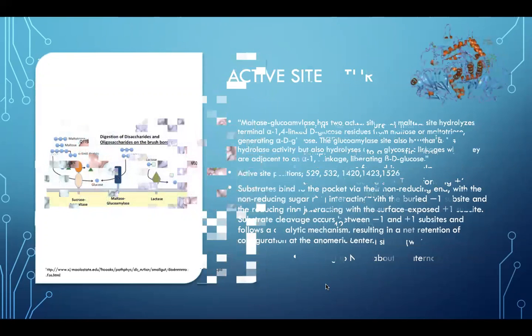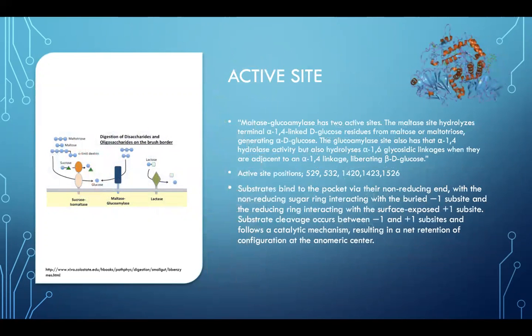Now we will look at the active site characteristics. Maltase glucoamylase has 2 active sites. The maltase site hydrolyzes terminal alpha-1,4 linked D-glucose residues from maltose or maltotriose, generating alpha-D-glucose. The glucoamylase site also has that alpha-1,4 hydrolase activity, but also hydrolyzes alpha-1,6 glycosidic linkages when they are adjacent to an alpha-1,4 linkage, liberating beta-D-glucose. Again, I also listed the active site positions.